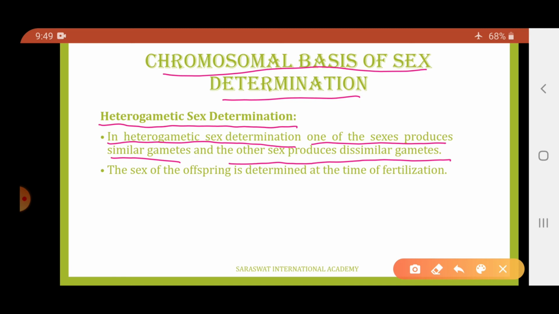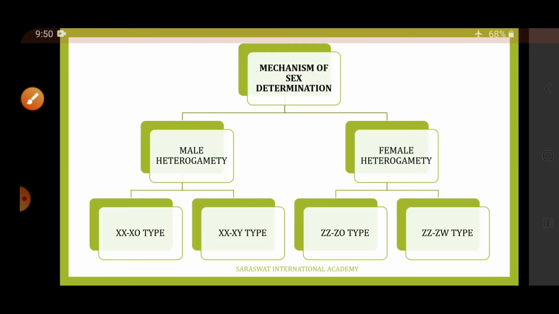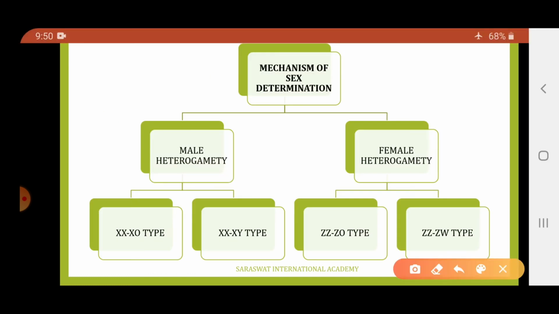What is heterogametic sex determination? One of the sexes produces similar gametes and the other sex produces dissimilar gametes, and the sex of an offspring is determined at the time of fertilization only. Which type of sperm fertilizes the egg, at that time only we can decide what would be the sex of an individual. Now students, in this mechanism of sex determination, there are two parts, male heterogamety and female heterogamety.